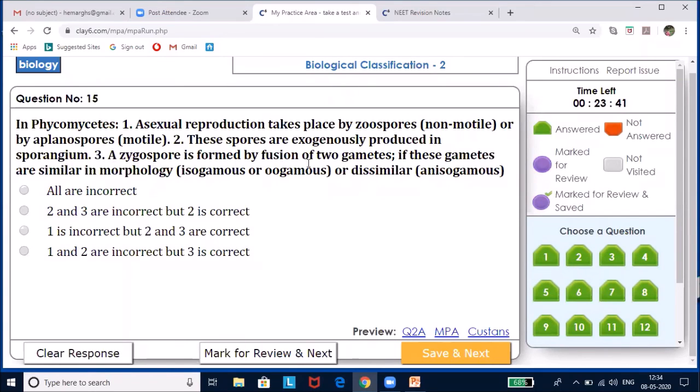A zygospore is formed by the fusion of 2 gametes, right? If these gametes are similar in morphology, it should be only isogamous, but here oogamy is included. So this is wrong. Or dissimilar anisogamous is correct. See, in our tension, we tend to overlook these clues here. So that is why you tend to lose marks, and after giving your test, you will realize that you have lost it. So here, all the 3 are incorrect.